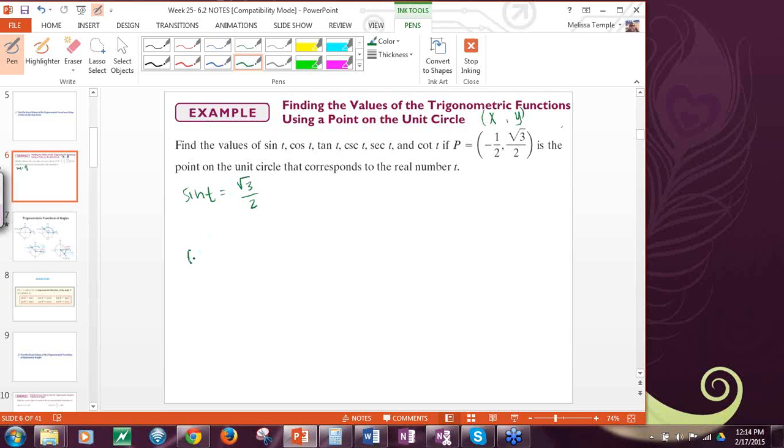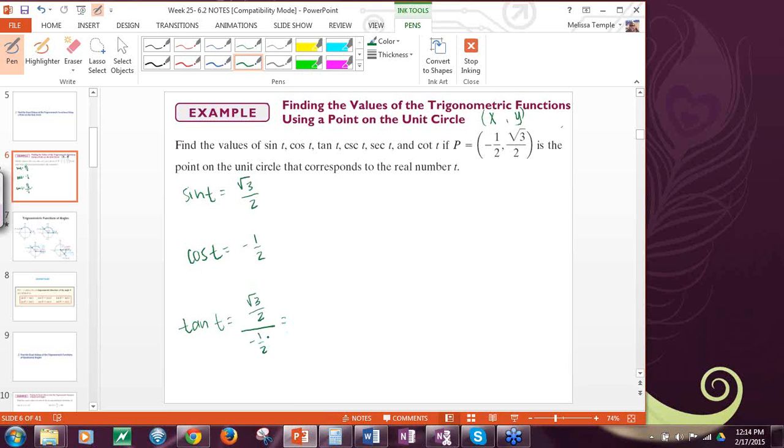That's it. Cosine of t we associate with our x value. My x value is -1/2. Not too bad there, right? Picking out the y coordinate, putting a sine, picking out the x coordinate, putting with cosine. Tangent of t, and remember we said tangent is equal to y over x. So y is the square root of 3 over 2 over x, which is -1/2.